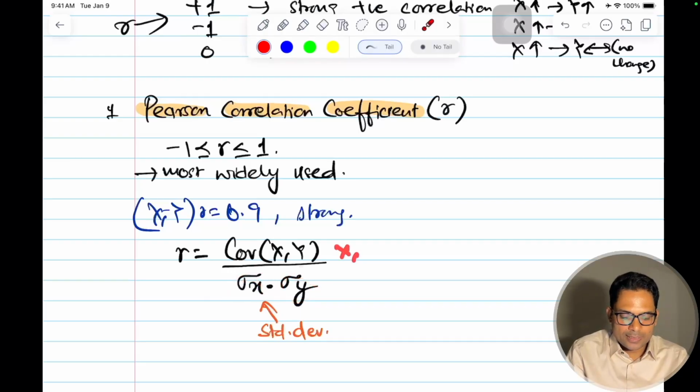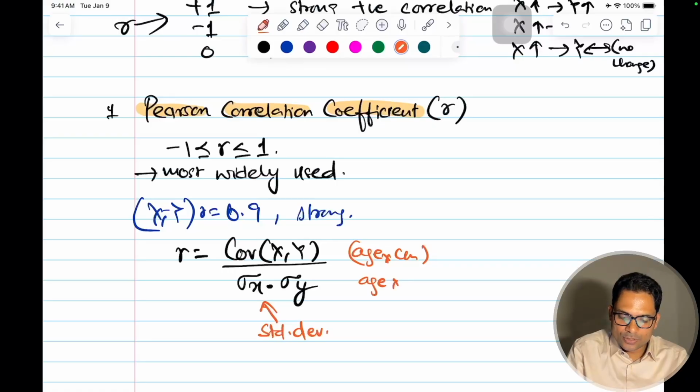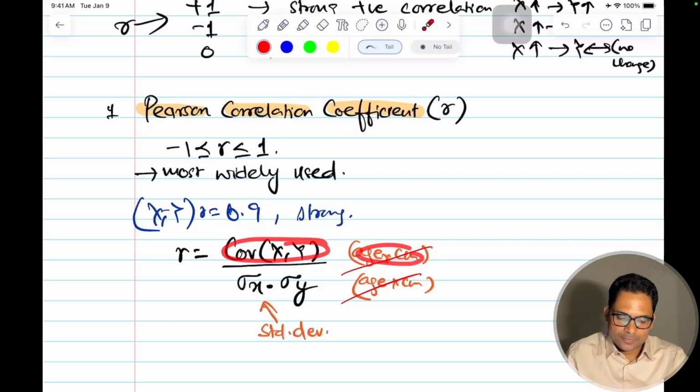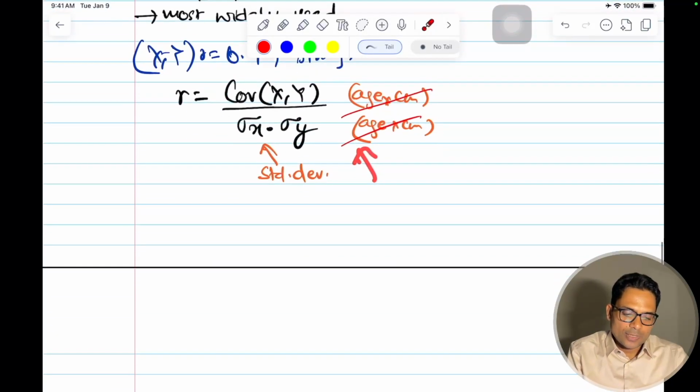So this will be x and y, whatever units they come in. Say, for example, age and height. Then the covariance will be in age into centimeter, and the denominator will be the standard deviation of age times the standard deviation of height in centimeter, and that's how the units cancel out. Then this will be unitless, and that's how we can compare. I hope this is clear why this is unitless and why this is called standardized. Let's continue the example that we saw.